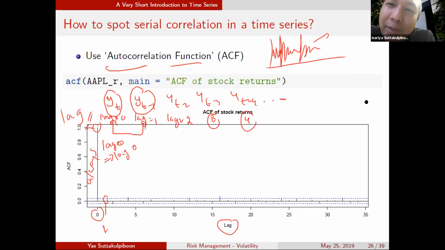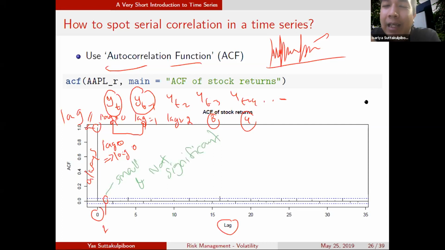What is this? It's basically the correlation between Y_t and Y_t minus 1: the stock return today and the stock return yesterday. Now you can see that the correlation is very small. I'm not sure if you can zoom in, but it's very small, and it is also not significant. You can assume it's going to be 0. Small and insignificant.